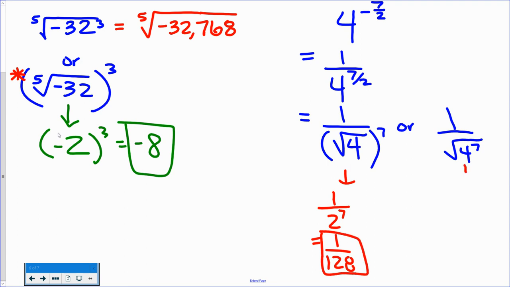Over here, I'm taking 4 to the 7th. So then I got 1 over the square root of 16,384. So then I would take the square root of 16,384 and find out it's 128. Your choice. You do what works for you. I showed you the way I think is more efficient.